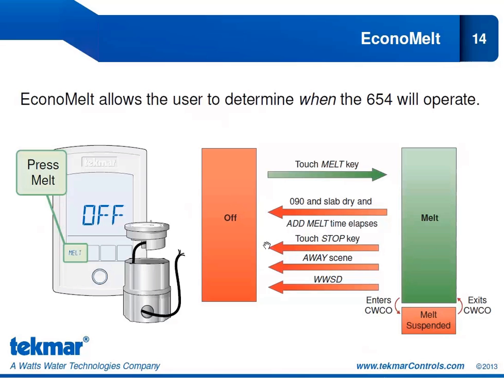Again, we have the melt suspended. So if we enter cold weather cutout, then we're going to suspend that melt cycle and it will be resumed when the ambient temperature rises above that cold weather cutout setting. The suspended melt operation can only occur if you are connected to a 090 or 094. That is why you will only see the suspended melt detail on these graphics for the automatic start and stop operation and for the EconoMelt operation where an 090 or 094 is required.